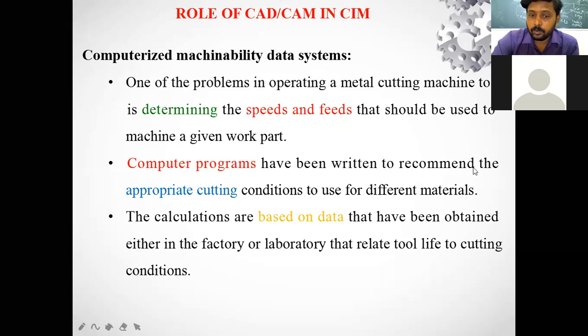Now, computer programs have been written to recommend the appropriate cutting conditions to use for different materials. So, computerized machinability data systems. Suppose we have implemented a computer integrated manufacturing system in our industry. In the earlier part, I told you that the database is the most important part for CIM, because everything is converted into data and stored somewhere in the server room. Whenever the work of machinability arises, you have to take the data related to that machinability. If you have that data in your database, then obviously you are going to retrieve and use it. So it is not a manual process.